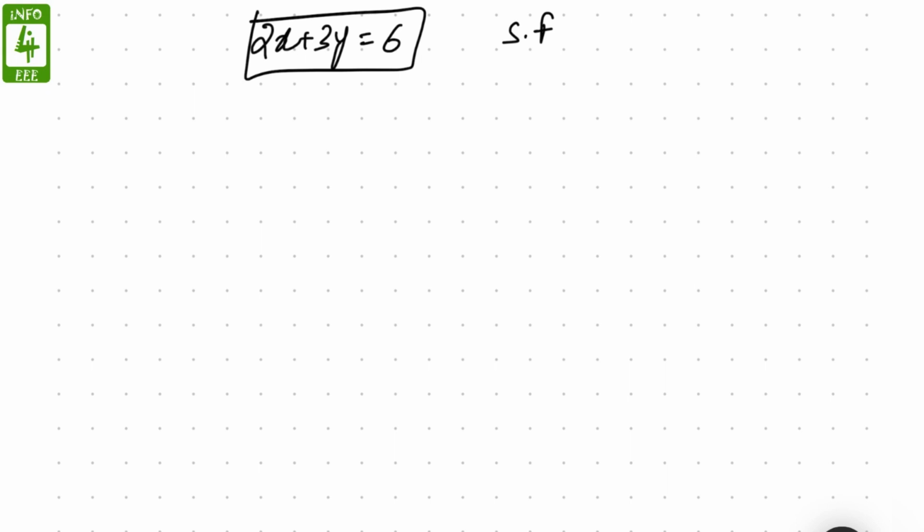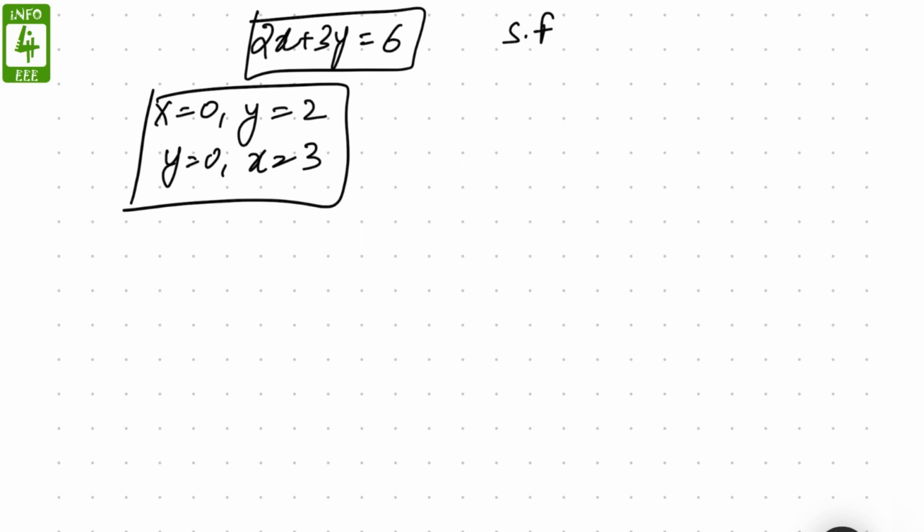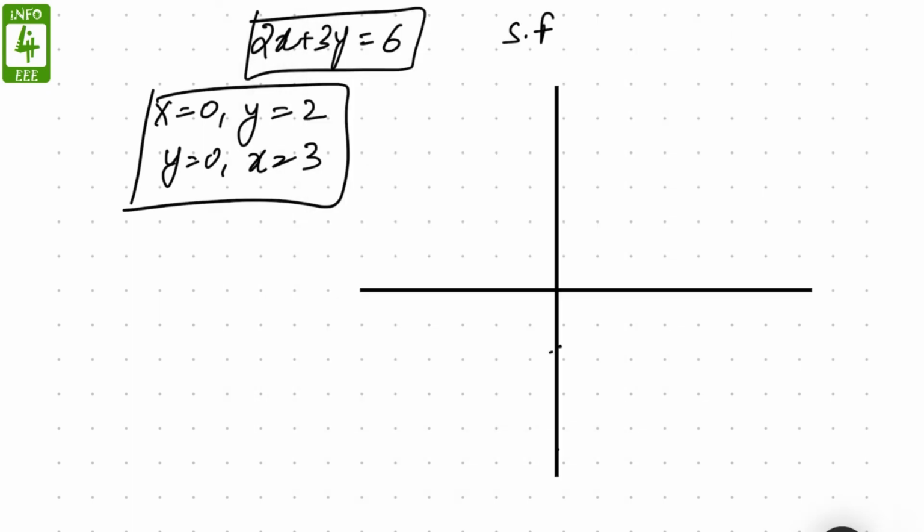Let's say we have equation 2x plus 3y is equal to 6. So this is our linear equation which is in a standard form. Now if x is 0, y is 2. If y is 0, then x is 3. So we got 2 points. Now if we try to draw a graph here, so let's say this is the origin 0, this is 1, this is 2, this is 3, this is 4, this is 5.